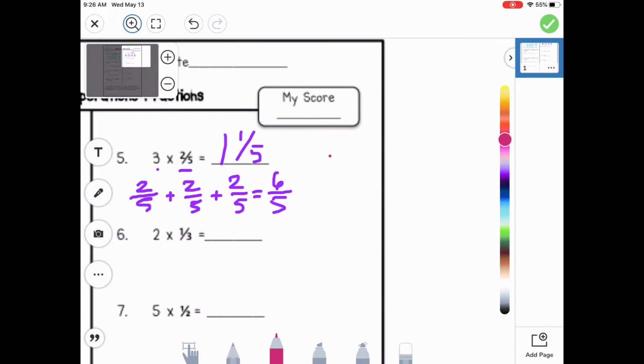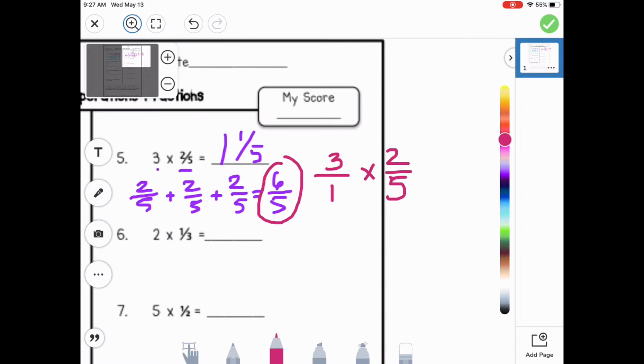So first of all, if we look at our whole number of 3, we could write the whole number 3 as a fraction by putting it over a denominator of 1. So 3 over 1 is the same thing as saying just 3. What I'm going to do next is multiply this fraction of 3 over 1 times my fraction of 2/5. I already know that my correct answer should be 6 over 5.